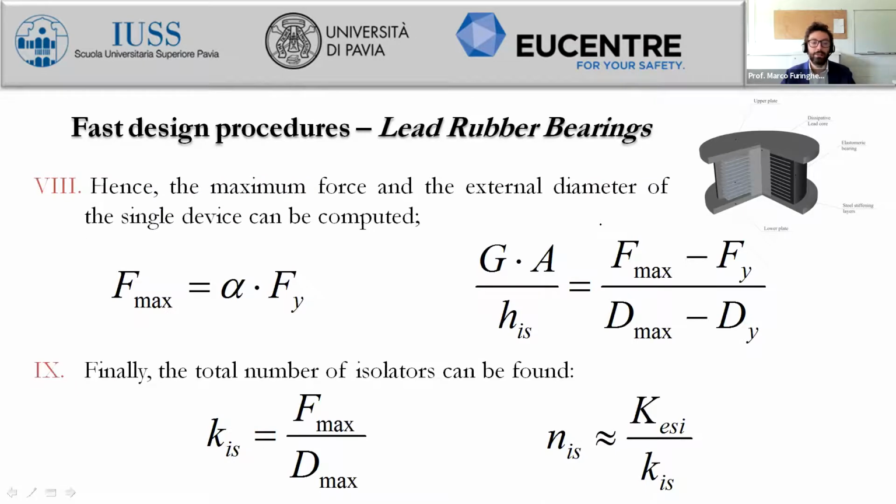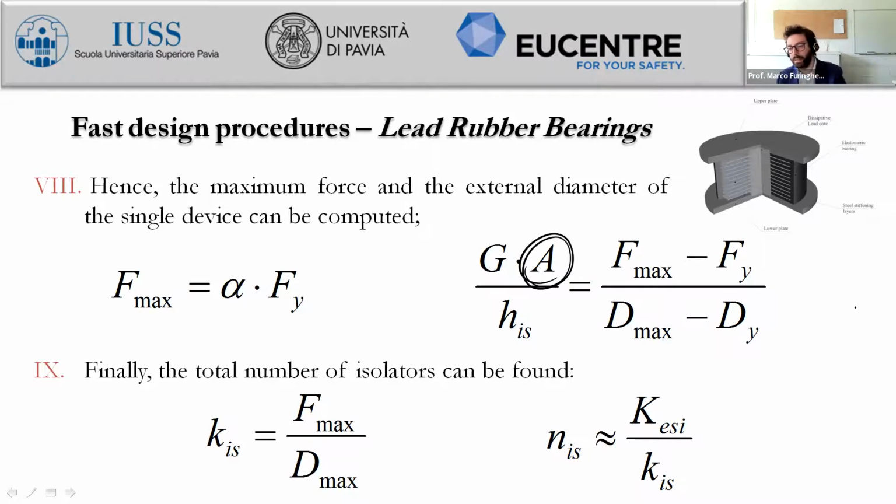So once we have the yielding force, we can come up with the maximum force of the single device, just multiplying the overstrength times the yielding force. And according to the maximum force of the device, we can also come up with the area of the rubber portion, and then the external diameter of the device.